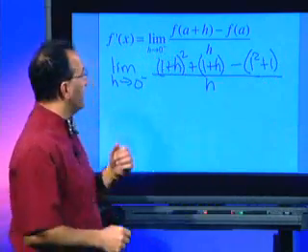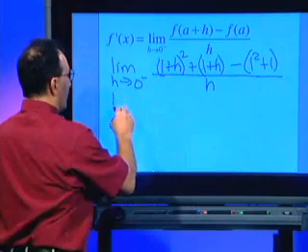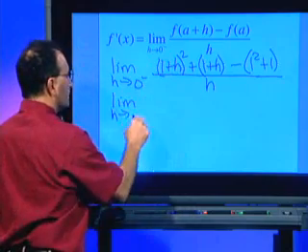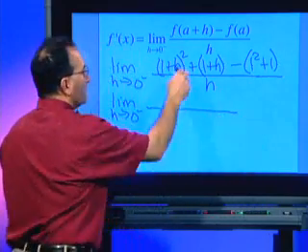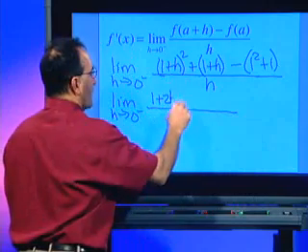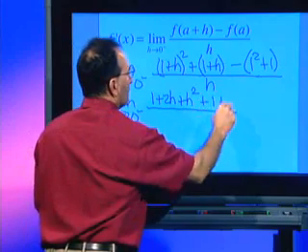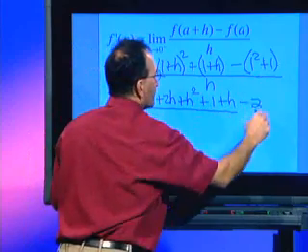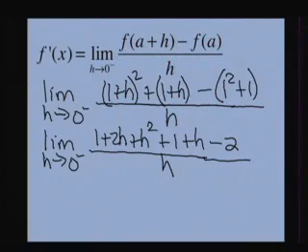So now let's simplify this. We have 1 plus h quantity squared, so that's just a binomial squared. We'll have the limit as h goes to 0 from the negative side, from the left-hand side. 1 plus h squared is 1 plus 2h plus h squared. And then we have plus 1 plus h, and then we have minus 2. And that's all over h. So now looking at this, we can see that the 1, the 1, and the negative 2 add up to 0. We have an h and a 2h, which adds up to 3h.